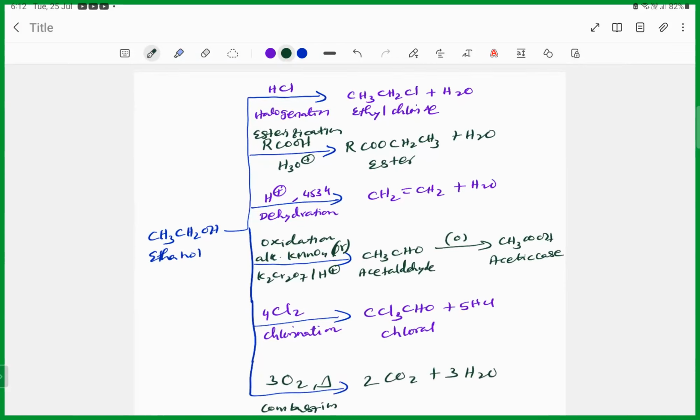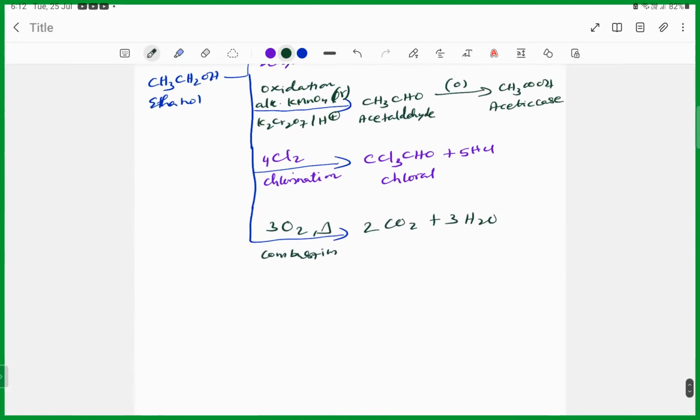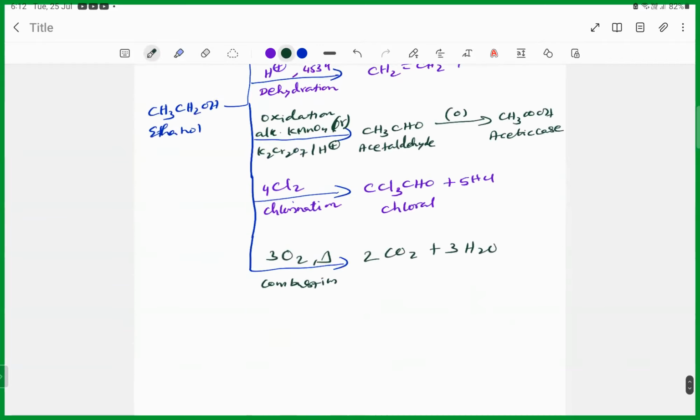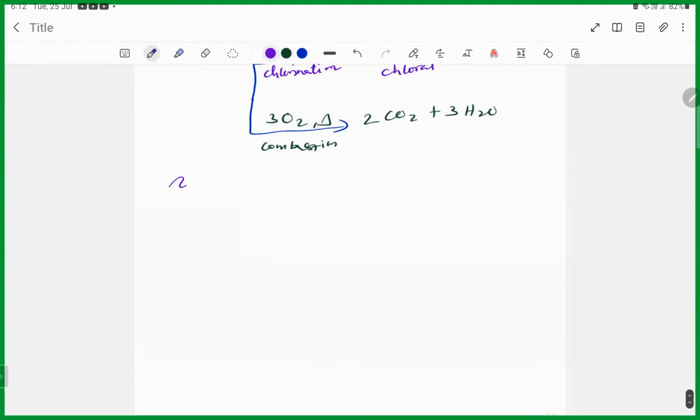Actually, in industry, by what method is ethanol prepared? That we have to know. These are the chemical properties. Now we are going for the preparation, or manufacture, of ethanol. In industry, ethanol is made by the fermentation of sugar. What is fermentation?